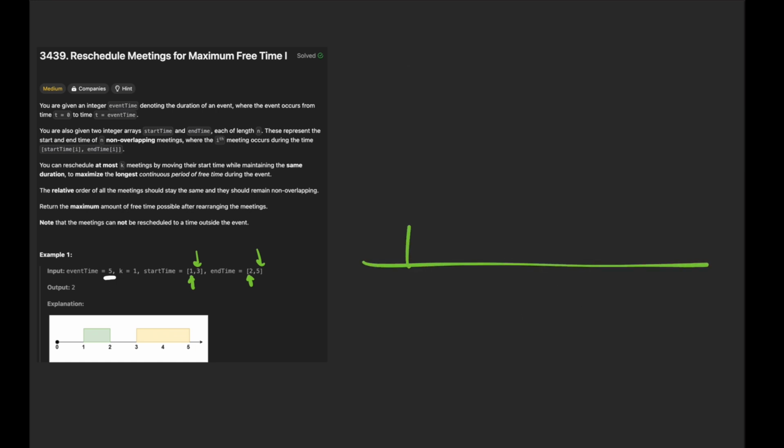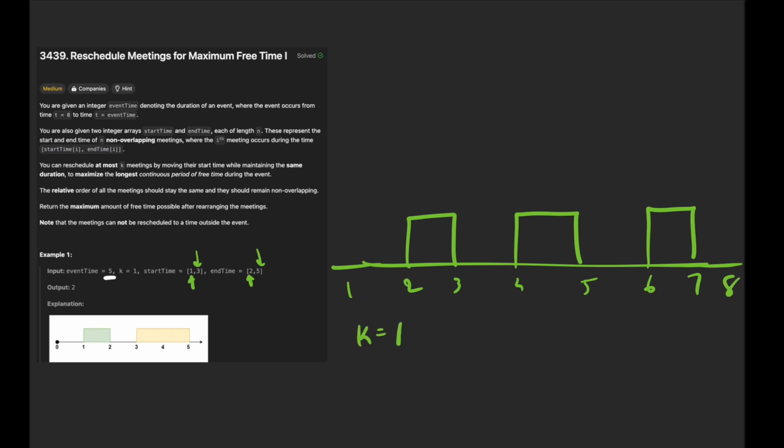Let's say we have events 1, 2, 3, 4, 5, 6, 7, 8. Right? What if k is equal to 1? We can only move either this event, or this event. Right?